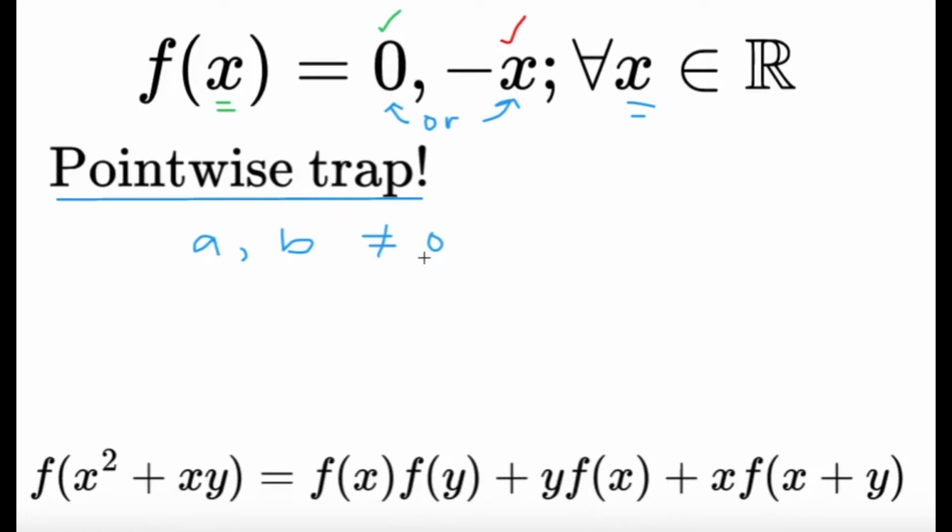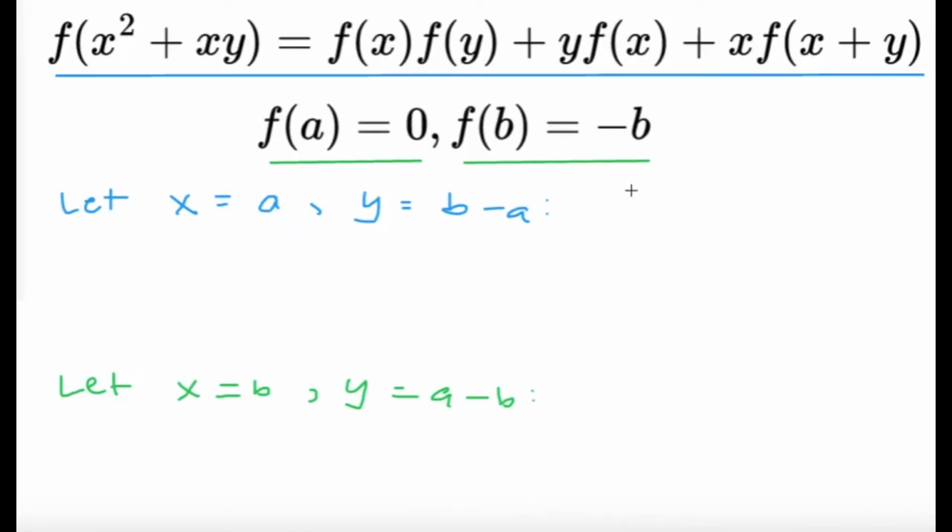From this definition, suppose there exist a and b that are non-zero, such that f of a equals 0, and f of b equals negative b. So we're assuming for now that there is some value a such that f of a equals 0, and there's a value b such that it takes the negative x case, so it's negative b. Now we're going to try to substitute this into the original equation given.